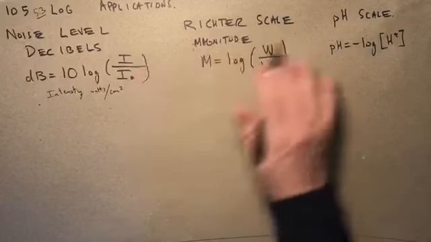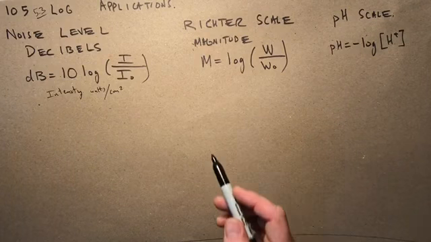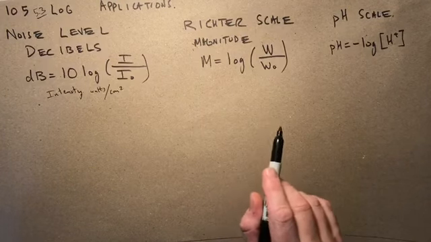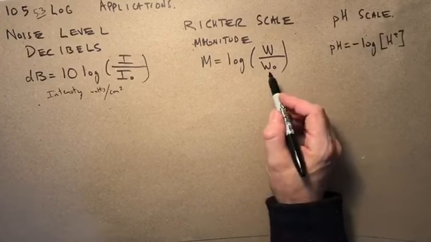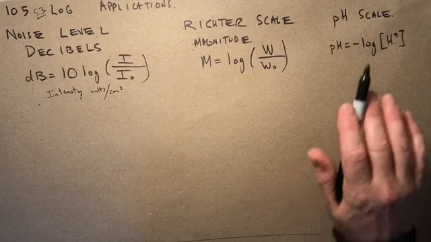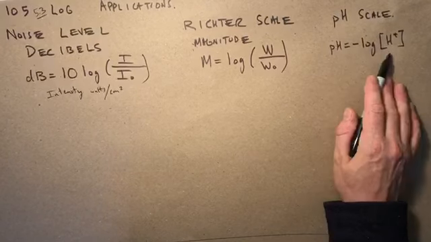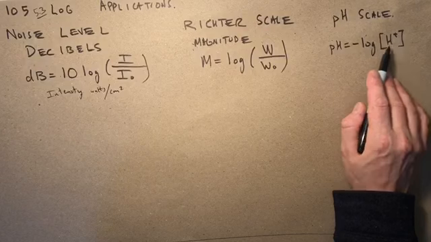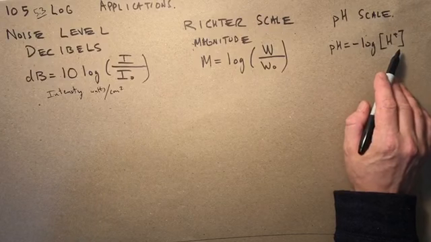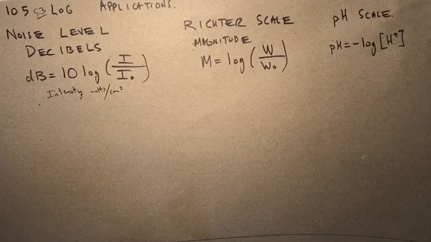Now, we have the Richter scale. This is used to measure earthquakes, and this is equal to the energy of the earthquake, I believe, divided by this baseline energy level. And then finally, we have the pH scale, and this is equal to the negative log of the hydrogen concentration. I think that's measured in moles per liter, but I'm not really that concerned about it.